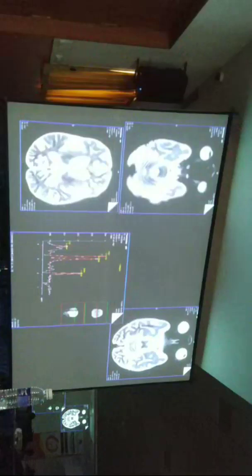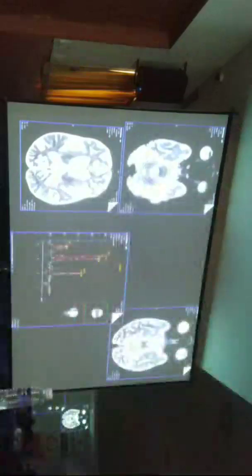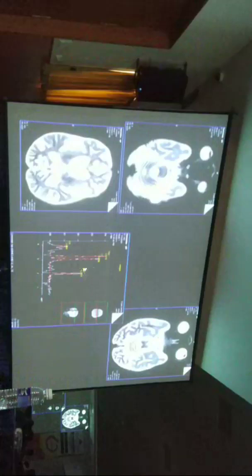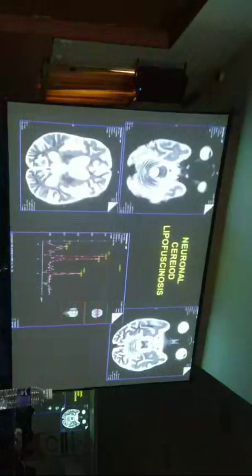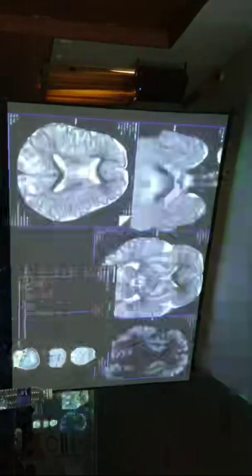Gray matter neurodegeneration is manifested by brain atrophy, and the MR spectroscopy shows decreased NAA. This is actually not an increased choline. This is just a decreased NAA, and this turned out to be a neuronal ceroid lipofuscinosis. Or you write gray matter neurodegeneration.